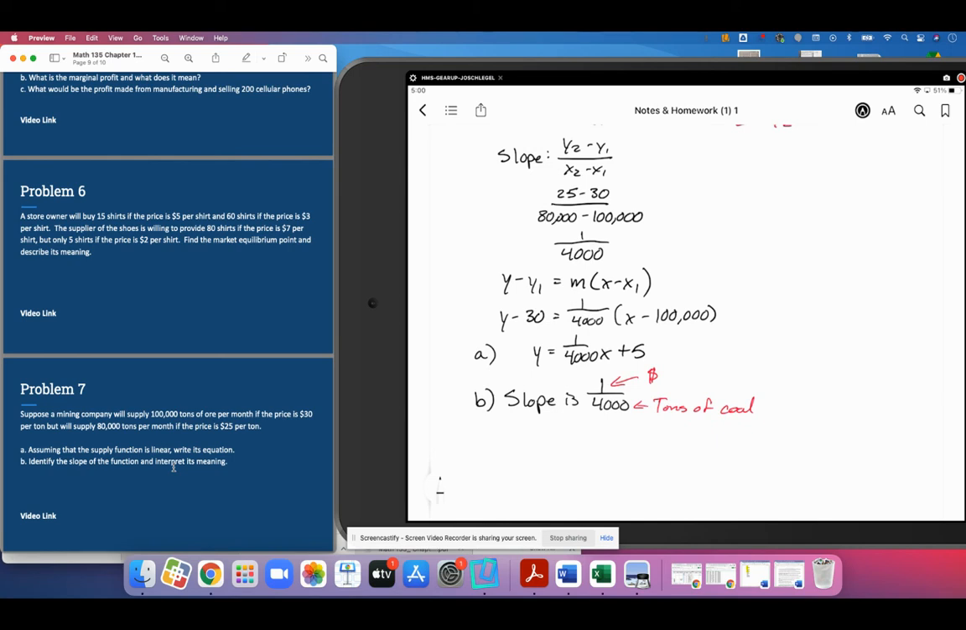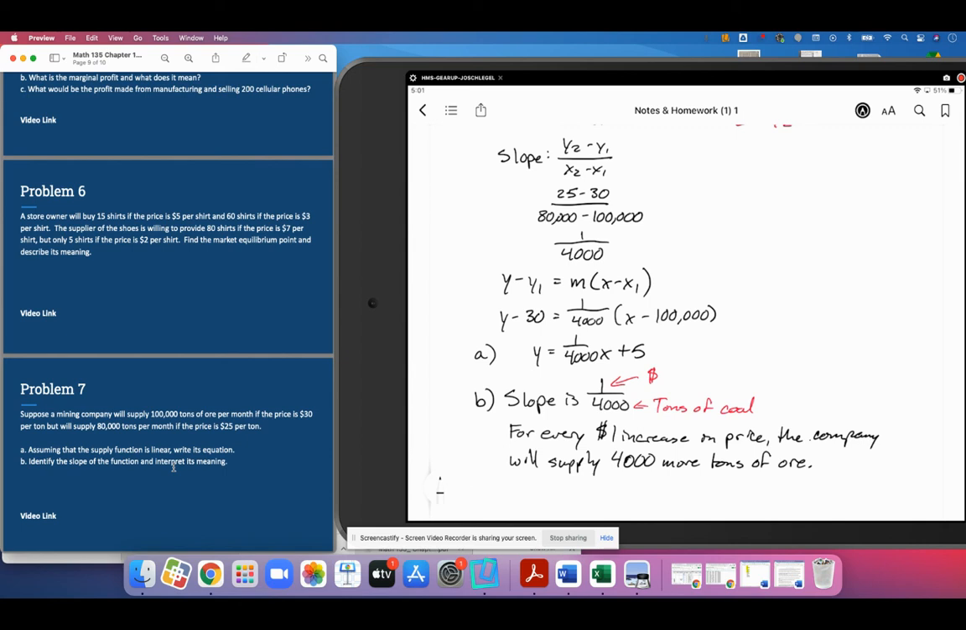So this is saying that for every $1 increase in price, the company will supply 4,000 more tons of ore. That is not saying for every dollar they will produce 1,000 tons of ore. That's saying for every dollar increase.